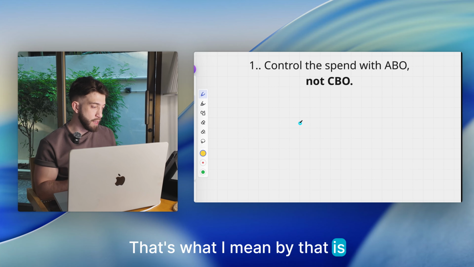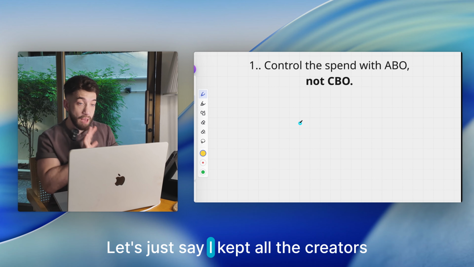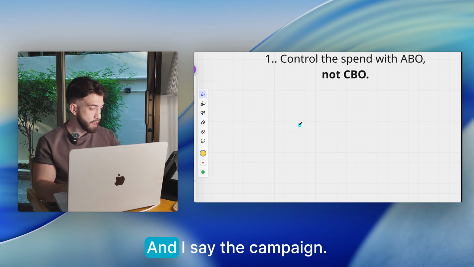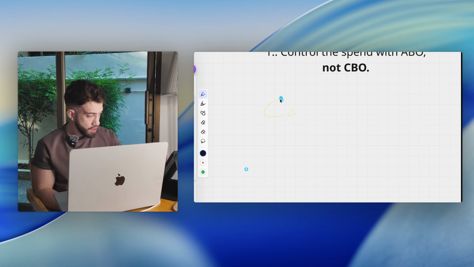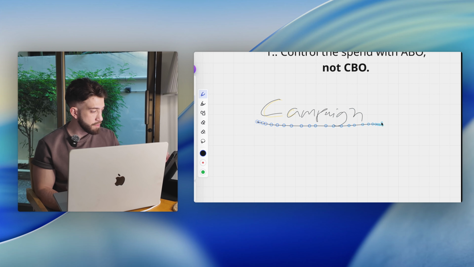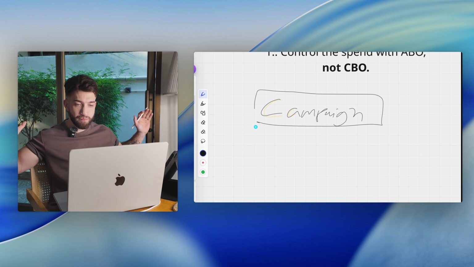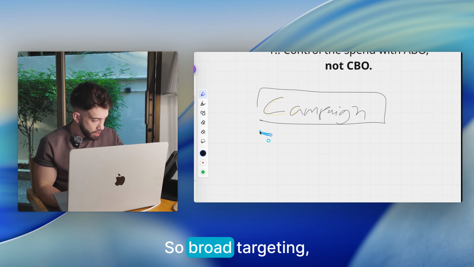And so what I mean by that is to see truly the effect of, let's just say I kept all the creatives the same right now of what he's doing, okay? And I say the campaign, it's back. We're going to draw a campaign, right? And in this campaign, we are going to leave the targeting completely broad, right? Completely broad.